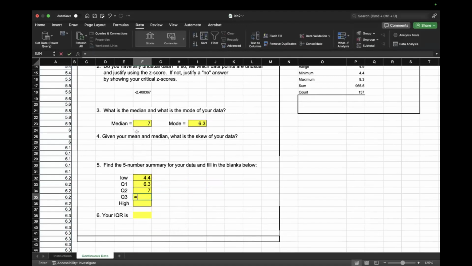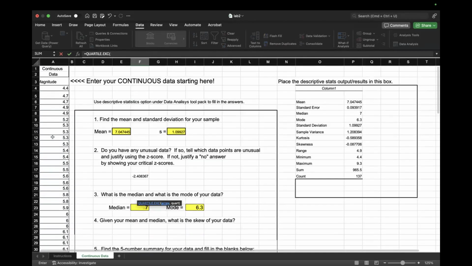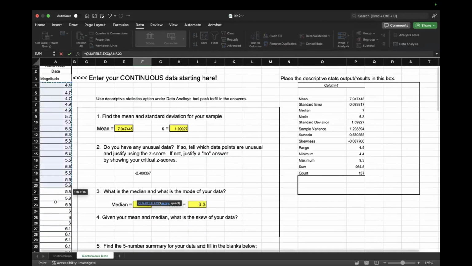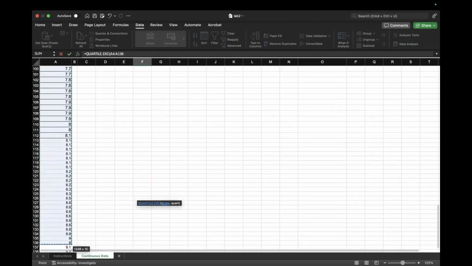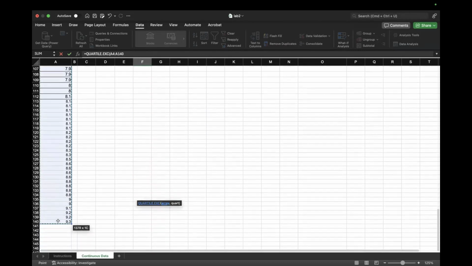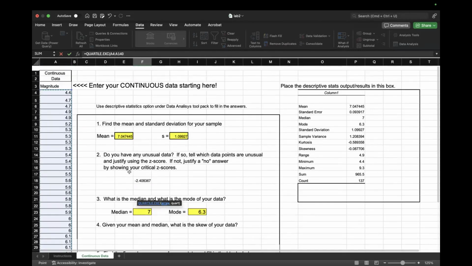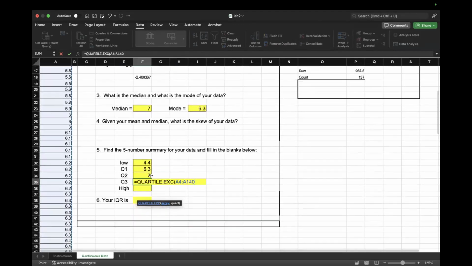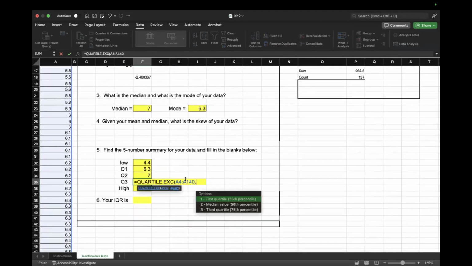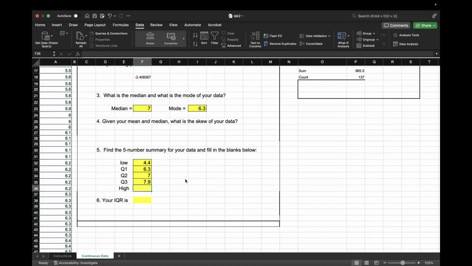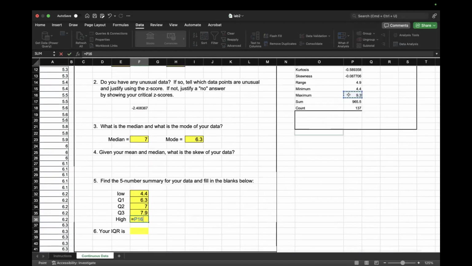Quartile 3, once again, equals. Quartile, start typing it in and it'll show up the range of my data. I mean, the whole point is using the Excel tools. So I will be checking when you upload your Excel file that you're using the Excel tools. Equals my maximum. I think you get the idea.